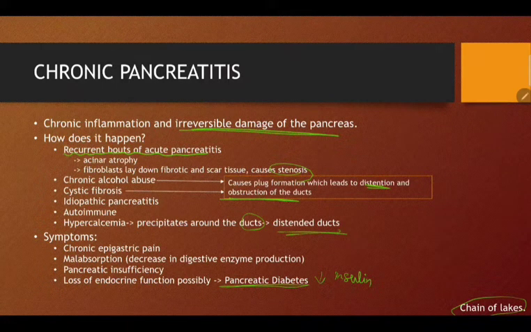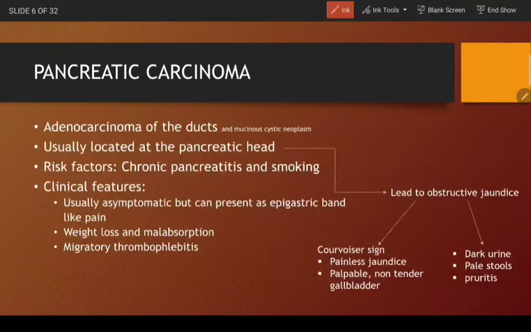So the chain of flakes over here that you can see is basically the finding that you have on imaging studies when you look for chronic pancreatitis. So I think that it's worth remembering, and you will see it in the future. So I just added it on.